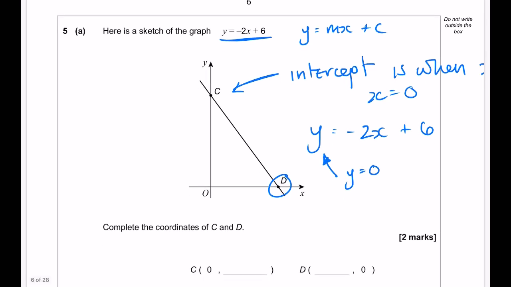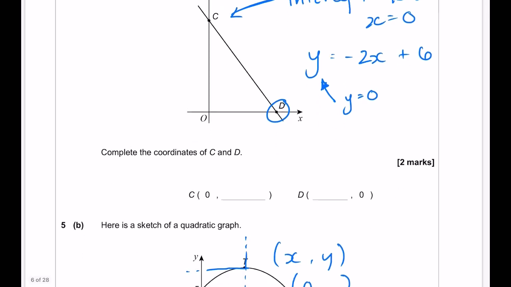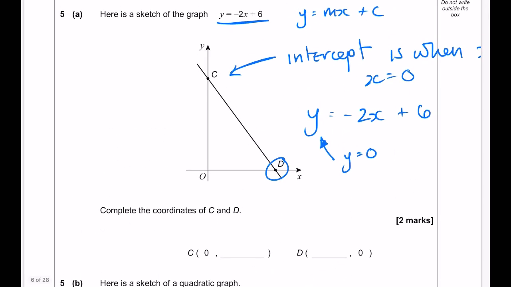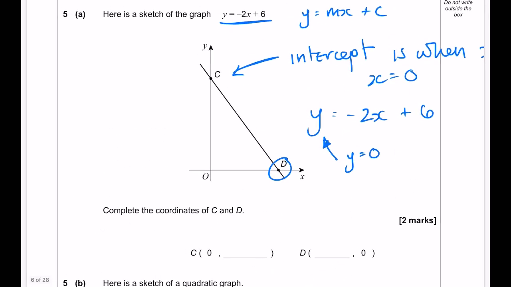So I shouldn't tell you that. But where it crosses is the y coordinate. We need to find the other coordinates, or we're given the other coordinates. Similarly, we have to find the coordinates at D.